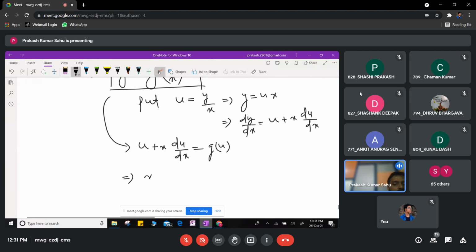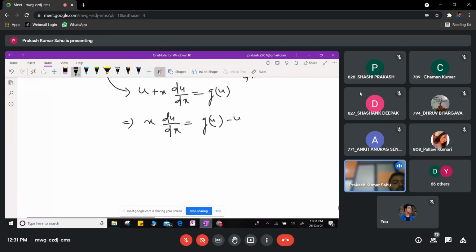So now you can easily solve this differential equation. Why? Because x du by dx is equal to g(u) minus u. Now it is a separable ODE. Why? Because you can write du by (g(u) minus u) is equal to dx by x. Okay. So now this is separable. If you integrate both sides, you can easily get the solution.